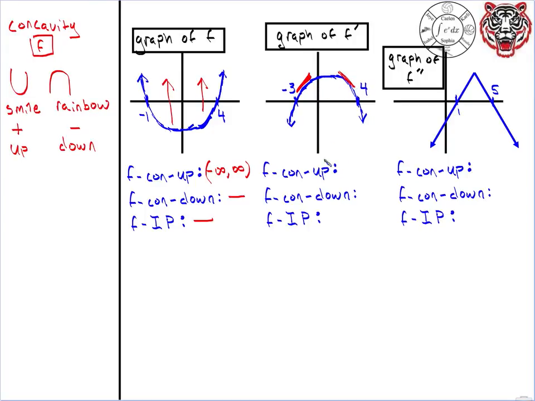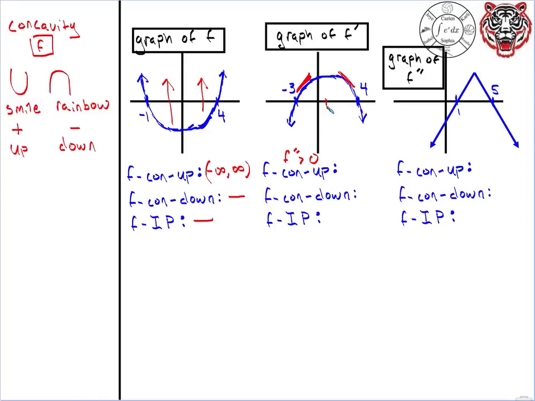So where is it concave up? Remember, concave up is f double prime is greater than 0. Is it negative or positive? Negative infinity to negative 3? I'm so confused. So where does it change from a positive slope to a negative slope? Right in the middle of them, between -3 and 4.